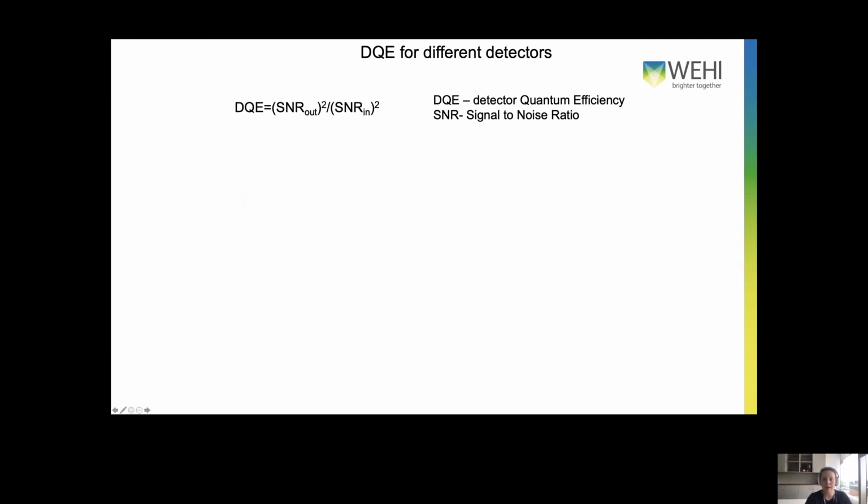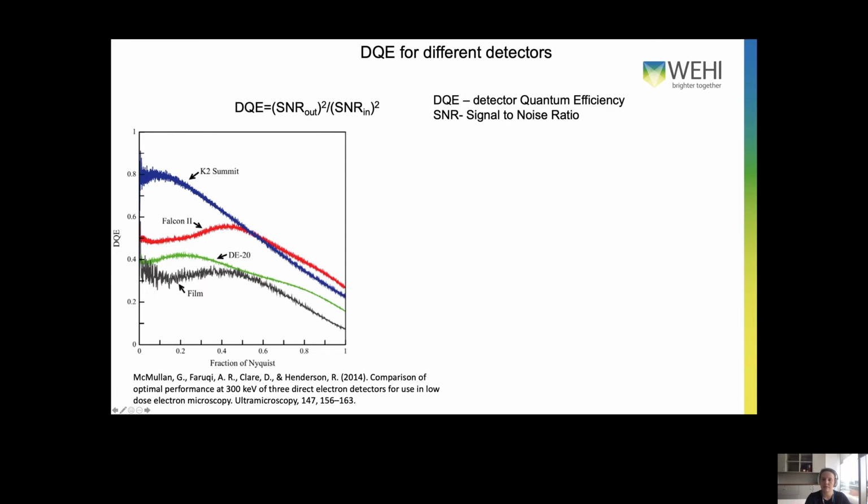So how do we quantify how good the detectors are? For this, we use what's called the DQE, so detector quantum efficiency. It is a measure of signal to noise that a detector can detect at different frequencies. So here's the DQE plots for different detectors. Here on the x-axis is a fraction of the Nyquist frequency. So Nyquist is the smallest possible frequency distinguishable at a given magnification.